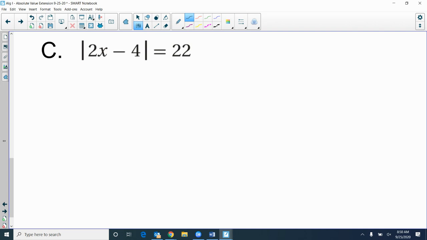So it equals 22. Break this apart. I get 2x minus 4 equals 22. 2x minus 4 equals negative 22. All right, solve those. See what you come up with. Do a quick check.